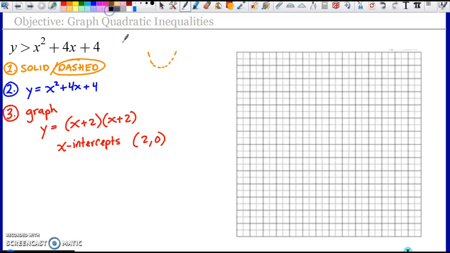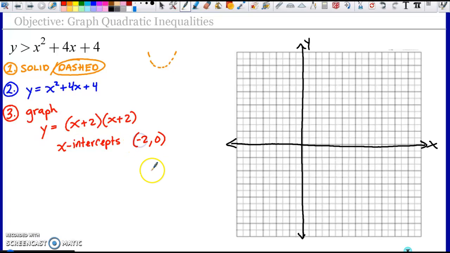I'm going to go ahead and make my graph here on the page. I'm going to make my x-axis first, and label it. I'm going to make my y-axis up here maybe. I can tell I've already made a small mistake though. Some of you probably noticed right away. This should actually be negative 2, 0, because if I set these factors equal to 0, I have to subtract 2 from both sides. x is negative 2. So if I go just by ones, 1, 2, 3, 4, 5, I'm going to graph that x-intercept at negative 2, 0.